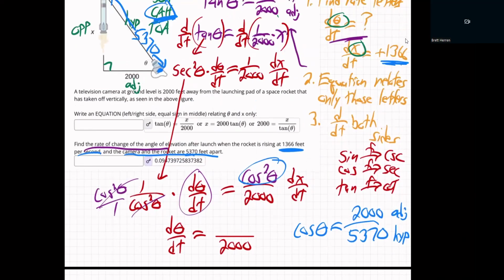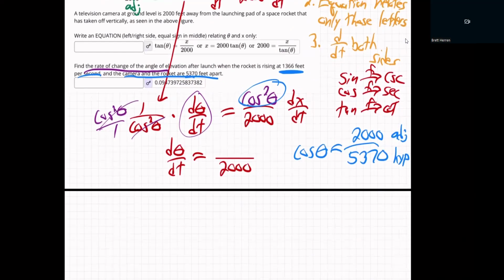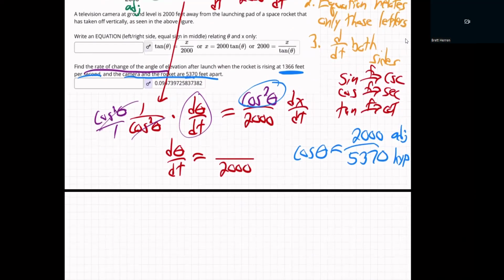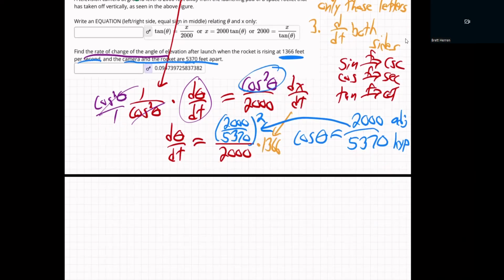And I already have dx dt right here at 1366. Let's just put these things into place. This is going to be 1366. And then cosine squared, that's going to be up here, 2000. And careful, it's squared, right? Cosine squared. See what I did there? I found cosine, put it here, cosine squared. There's dx dt, and there's the 2000 on the bottom.